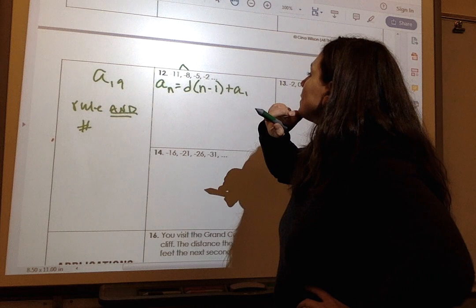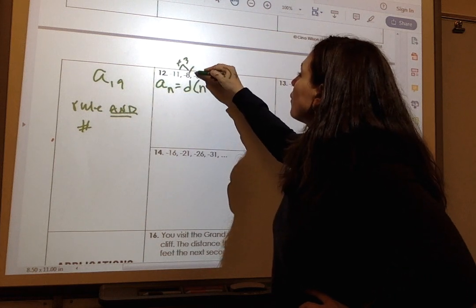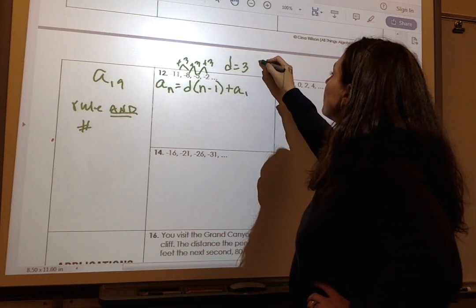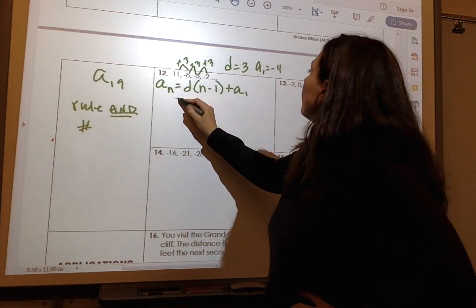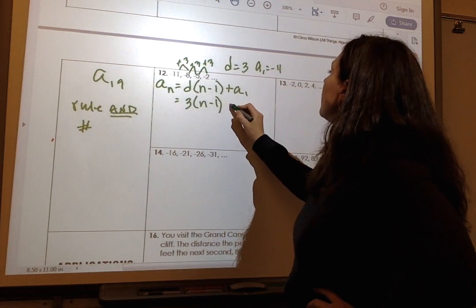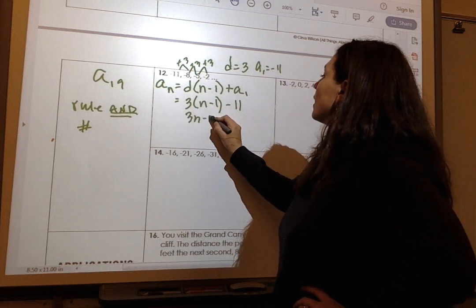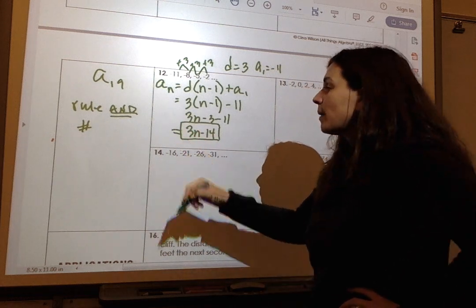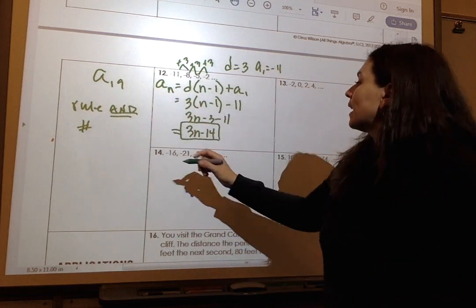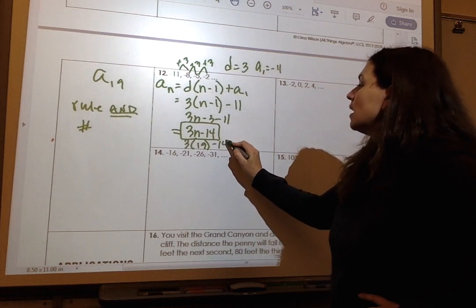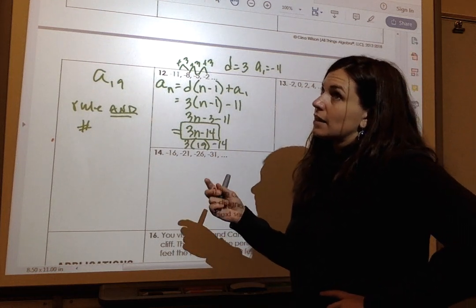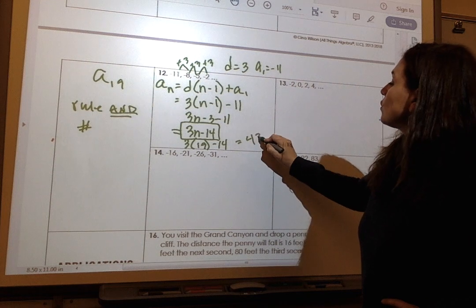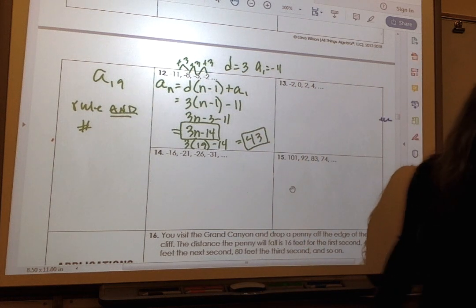So here we go. Is it an arithmetic sequence? It is because we're adding 3 consecutively. So I know that my D equals 3, and the first term in my pattern is negative 11. So here I have 3 times n minus 1 minus 11. When I distribute, I get 3n minus 3 minus 11. So 3n minus 14. That's my rule. Now that I have my rule, I'm going to plug in 19. 3 times 19 minus 14, and 3 times 19 is 57. 57 minus 14 is going to give me 43. So 43 would be the 19th term in that sequence.